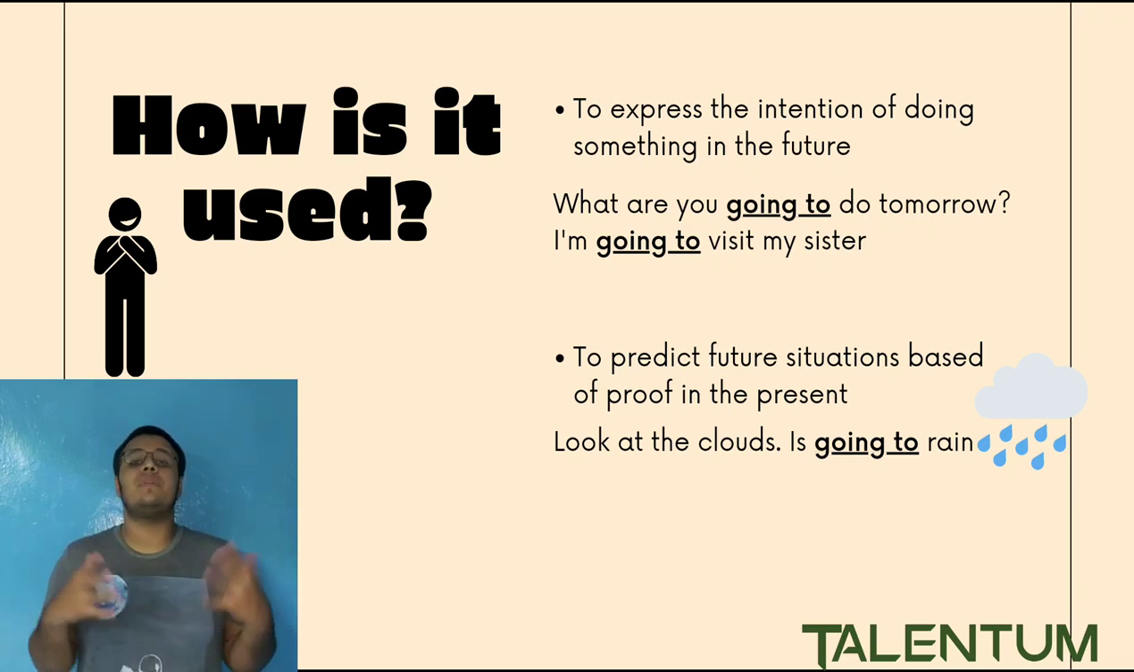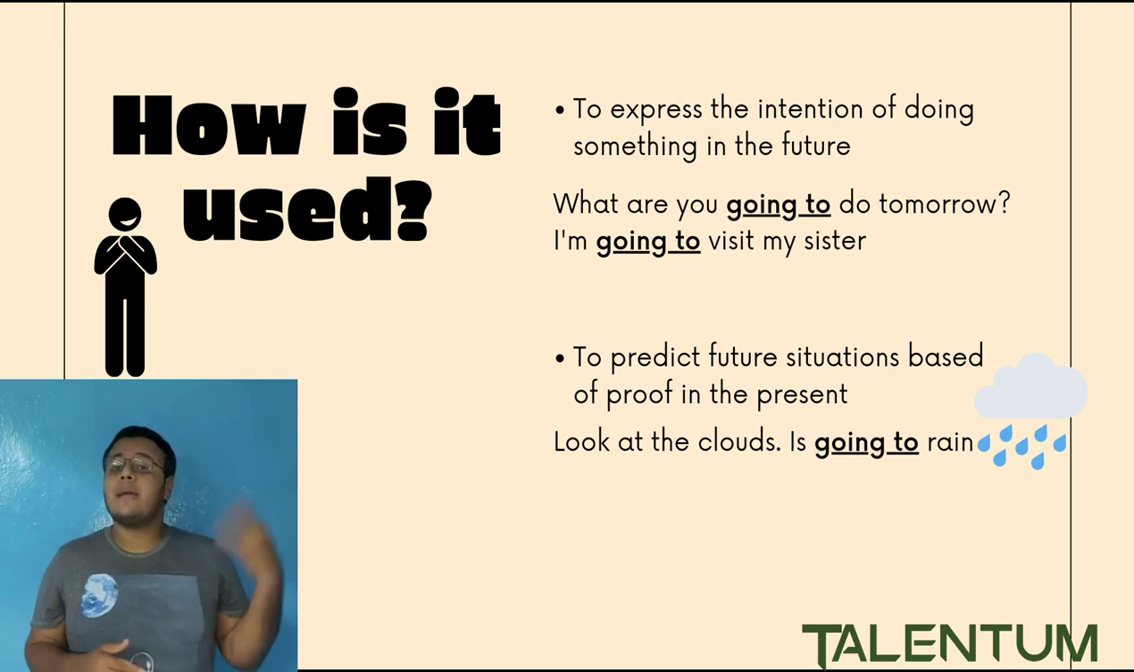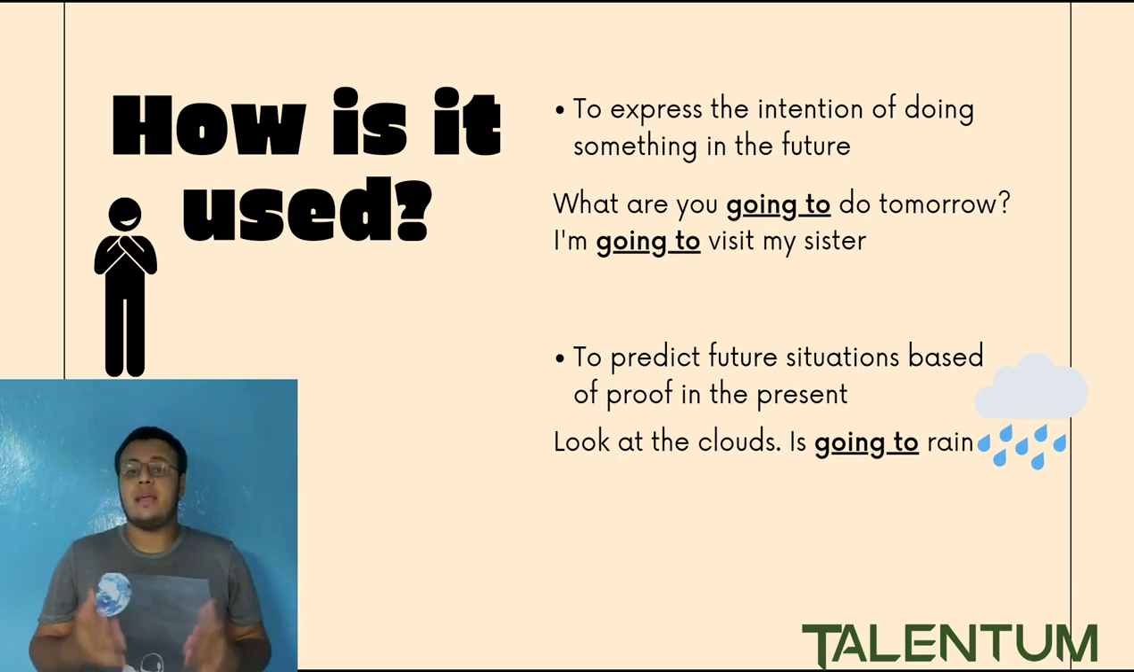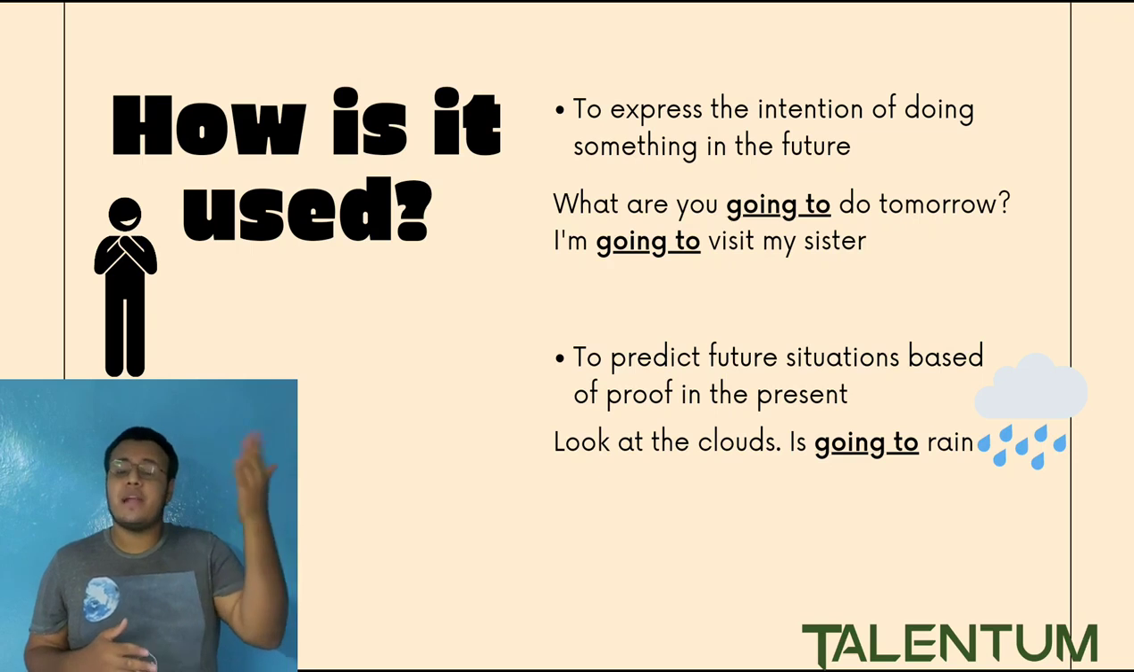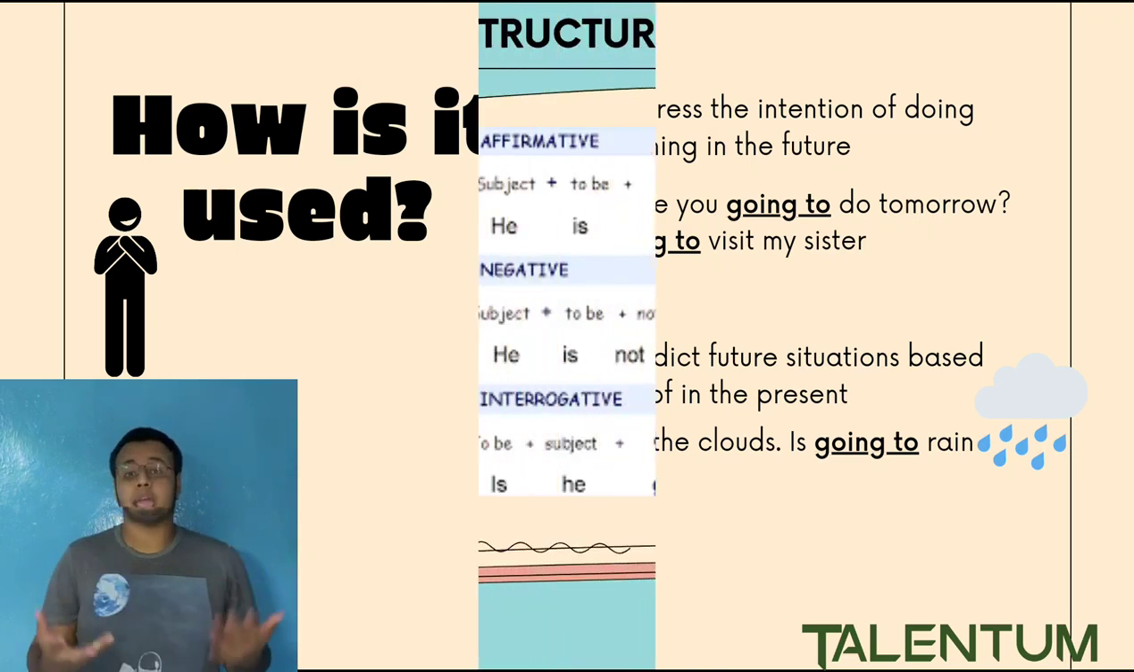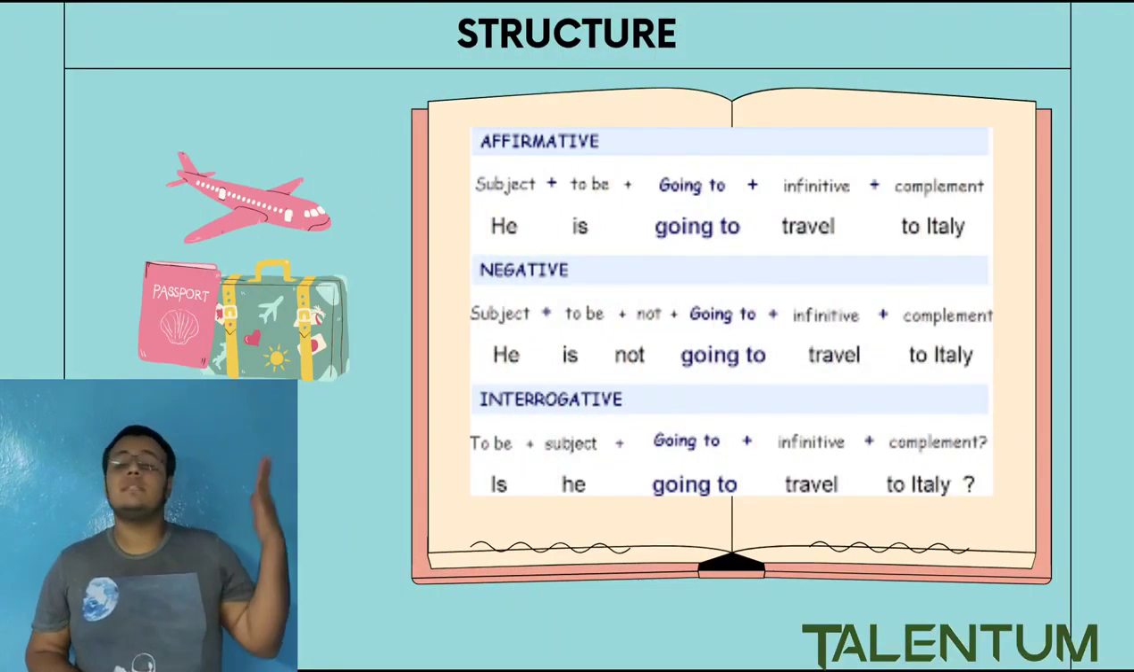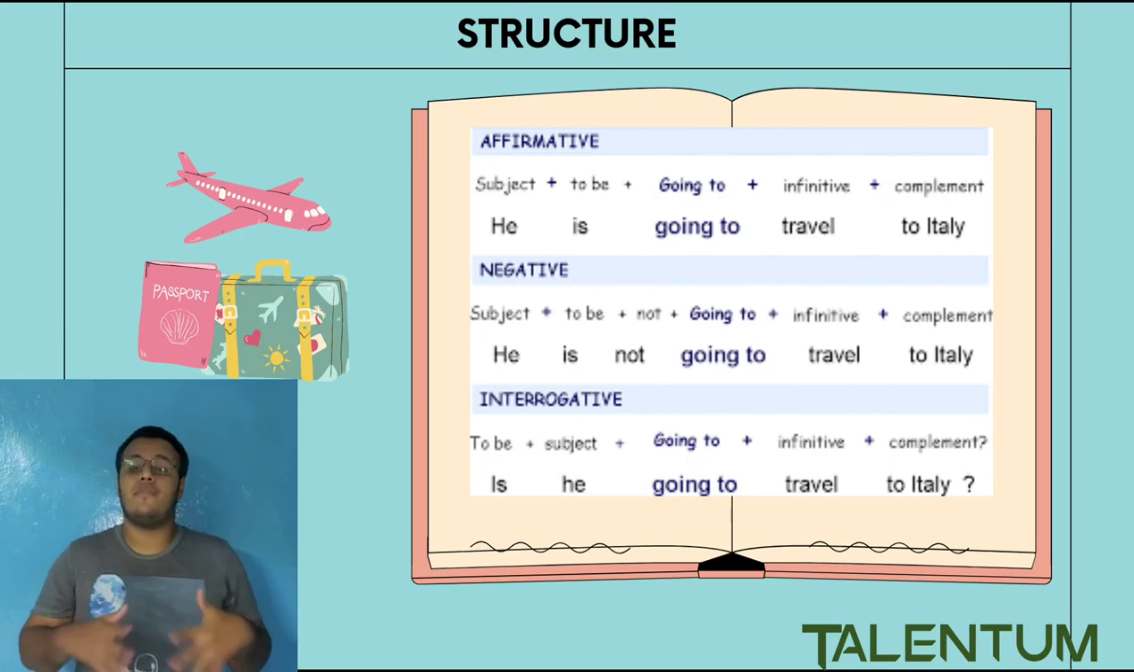It's also used to predict situations that are going to happen in the future based on things in the present. For example, here, look at the clouds. It's going to rain. And you can see here is proof that it's going to rain, because the clouds are gray.